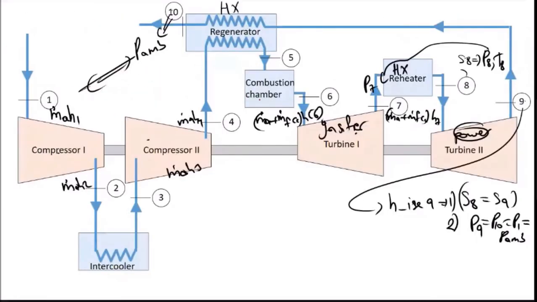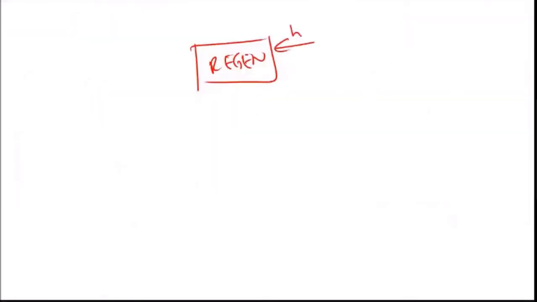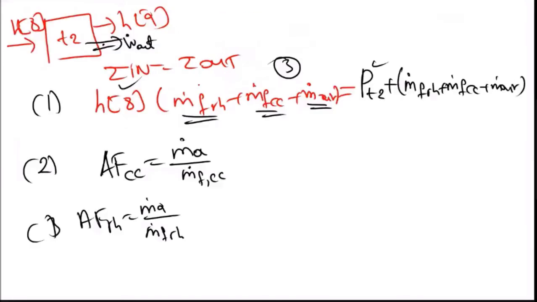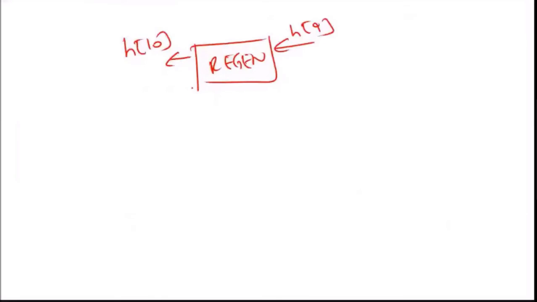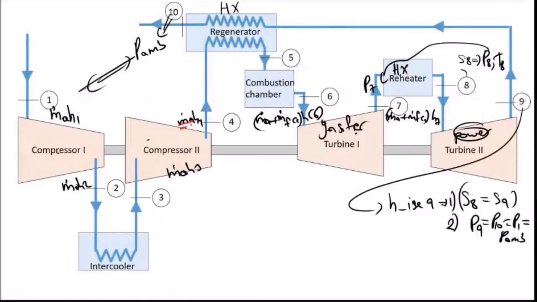So for the Regenerator, this is again a heat exchanger. So we have enthalpy 9, we have enthalpy 10, enthalpy 4, and enthalpy 5. Okay, let's write the first law. First law means that in is the same as out. What is into the system? In is H4, into m dot of air only.